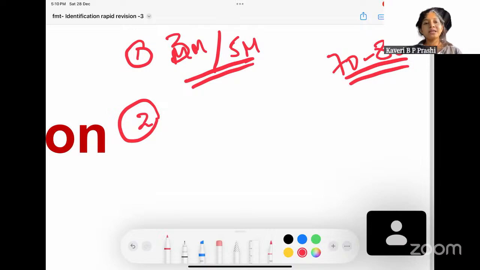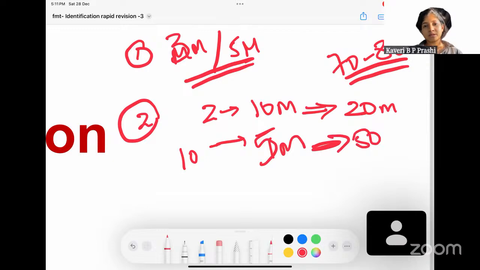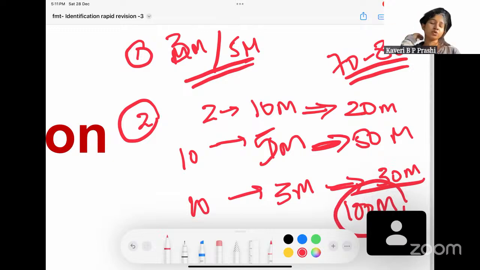Now, usually in the paper, you're going to have 2 10 markers, so this is going to be around how many marks? 20 marks. Then you're going to have around 10 5 markers. When you have 10 5 markers, how many marks is that in total? It is going to give you around 50 marks. Then you have around 10 3 markers, which accounts for 30 marks. So together, 20 plus 50 plus 30, it is going to be 100 marks. This is how your usual paper is going to be divided.